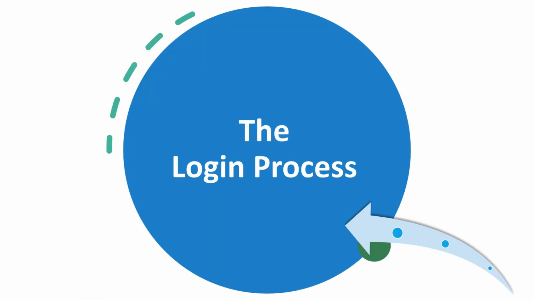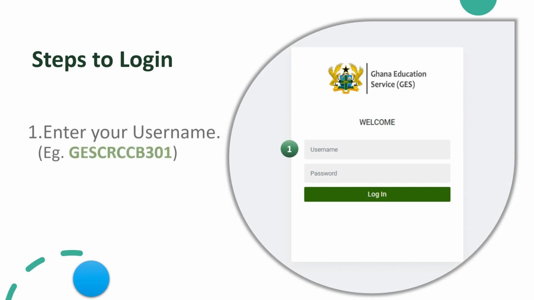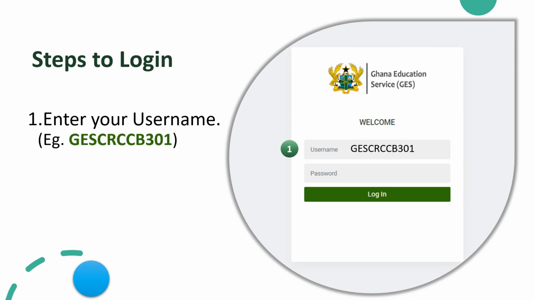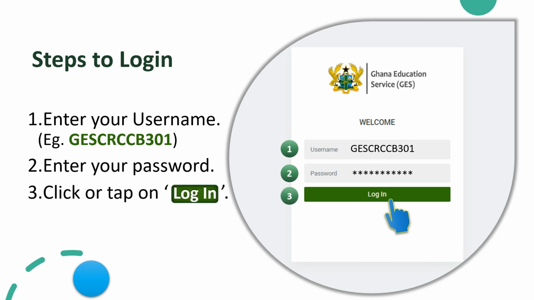So let's look at the login process. At the web portal's login page, we first enter our username, and each school has been assigned a unique username. Contact your district ICT coordinator or Metro ICT coordinator for your username if you have not been given already. You'll then enter your password in the password space provided, and then finally you click on the login button on the page to log in to the app to use.